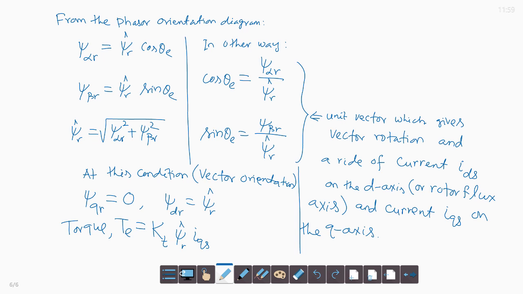So, torque can be controlled by controlling the torque component of the current, IQS, only, keeping the flux constant at the rated value, psi r. For high speed operation, IQS is kept constant and rotor flux psi r is varied to give high speed operation. So, torque sensitivity is the highest, response is very fast, and torque per current is also maximum. These are the features of vector control.